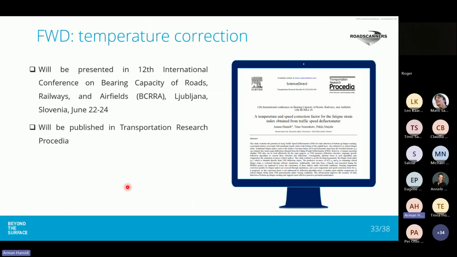The results of this study will be presented at the next BCRRA conference in Ljubljana, which will be held in 2 weeks. And the paper will also be published in Transportation Research Procedia. So if you are interested, you can check it when it is available.